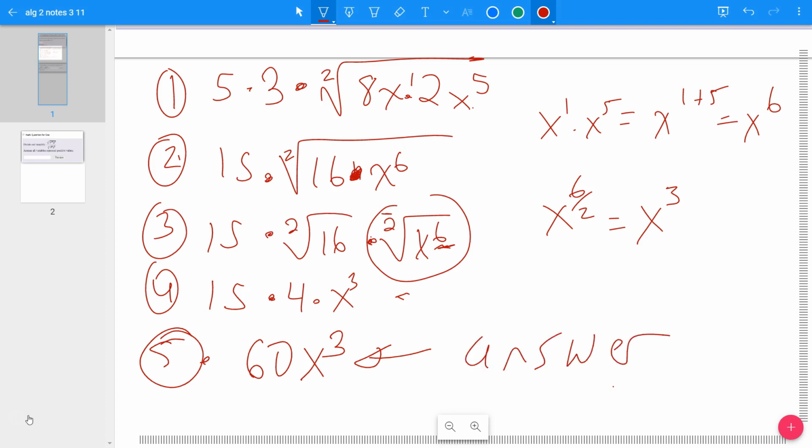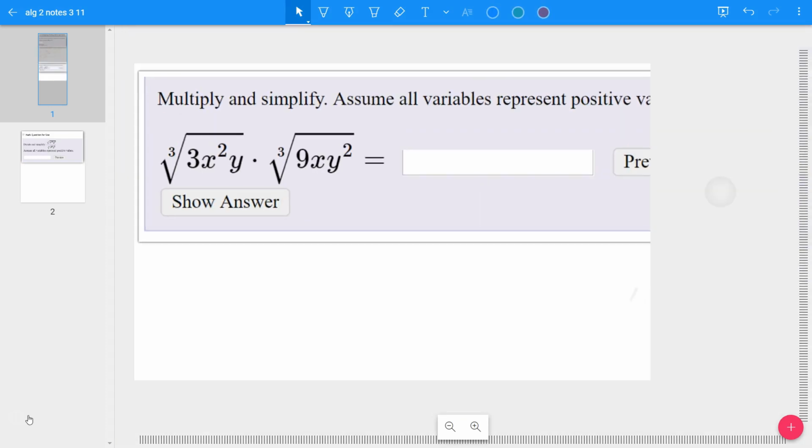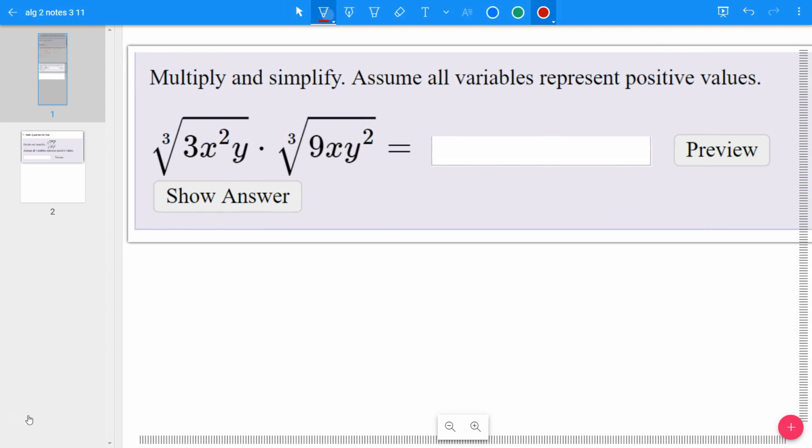Okay, let's do another one. This one's a little bit different, but again, not too hard, luckily, because the indexes are the same. So this 3 and this 3 are both present. For that reason, when you have the same indexes, you copy the whole root symbol with the index, and then you multiply the expressions under the root symbol together.